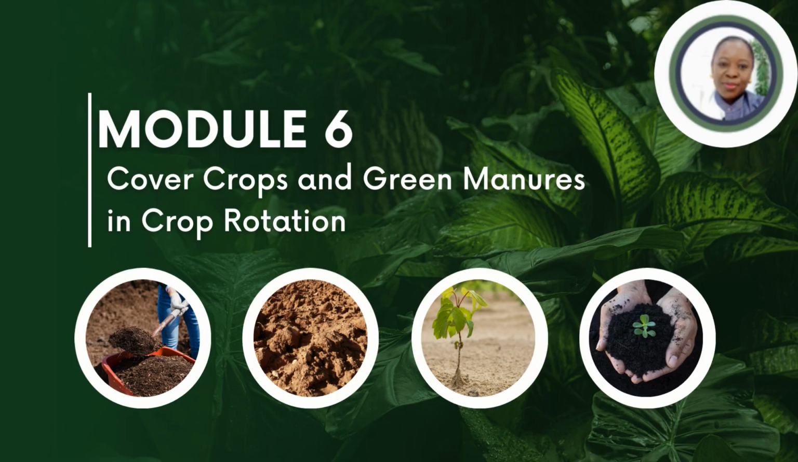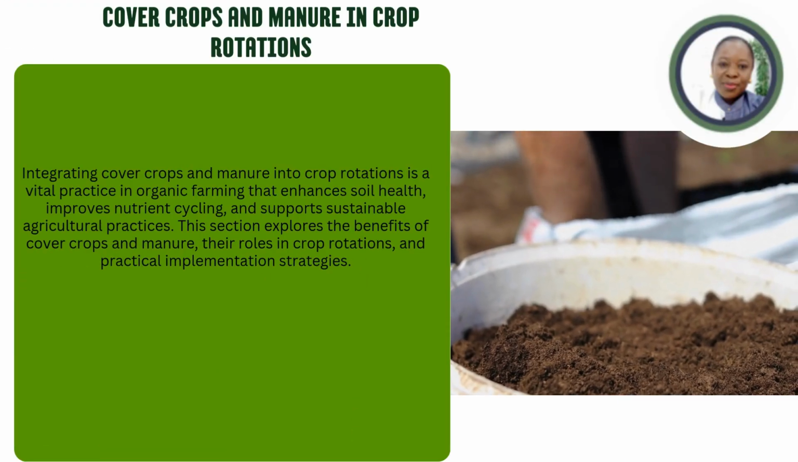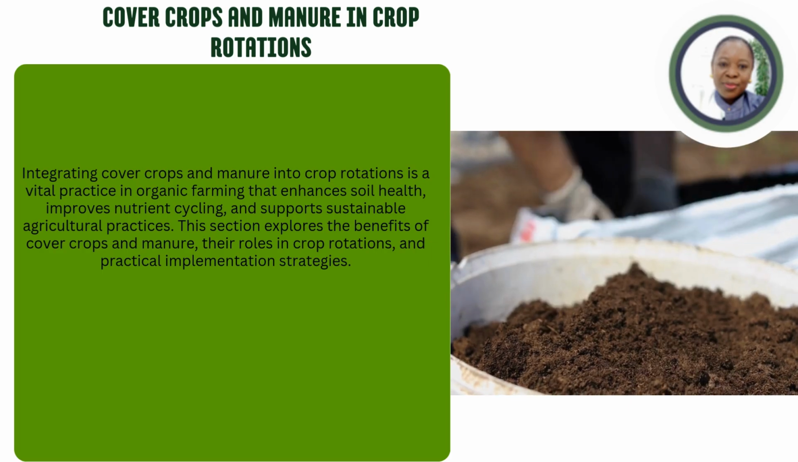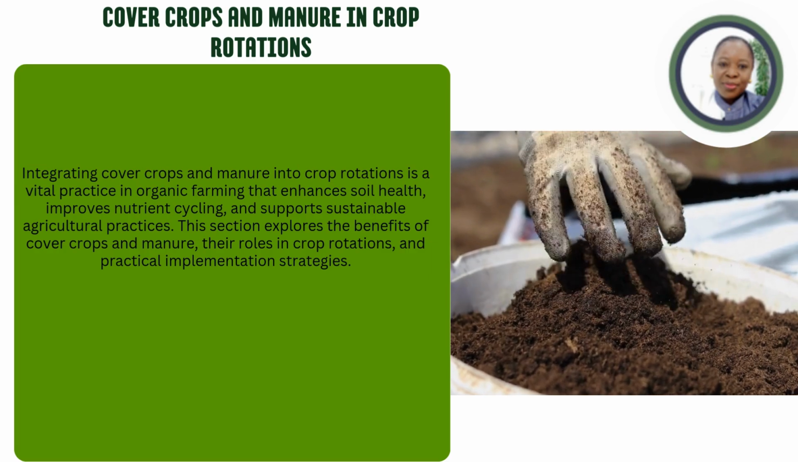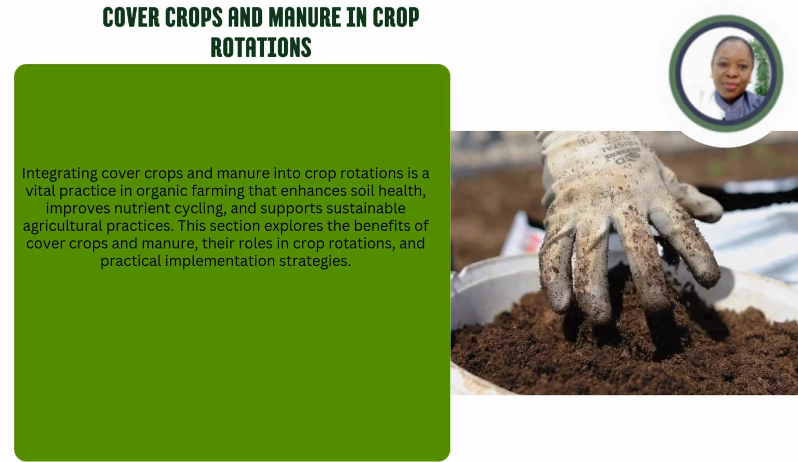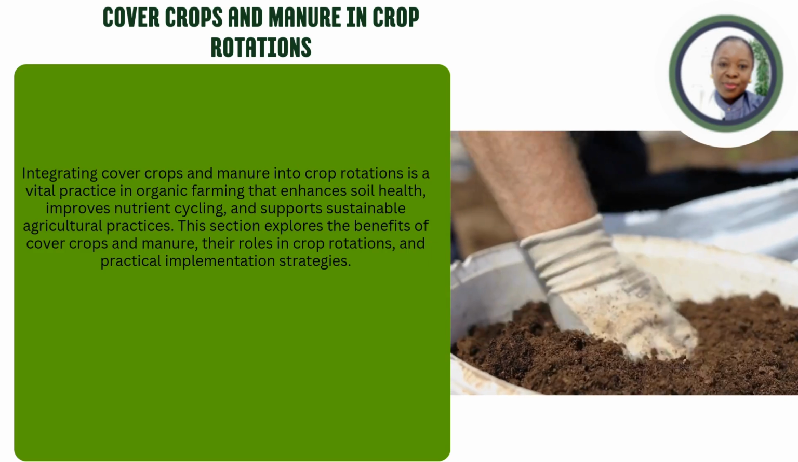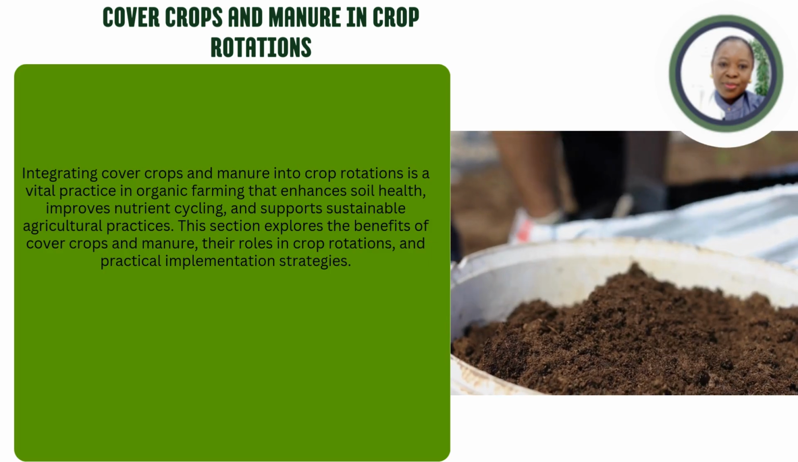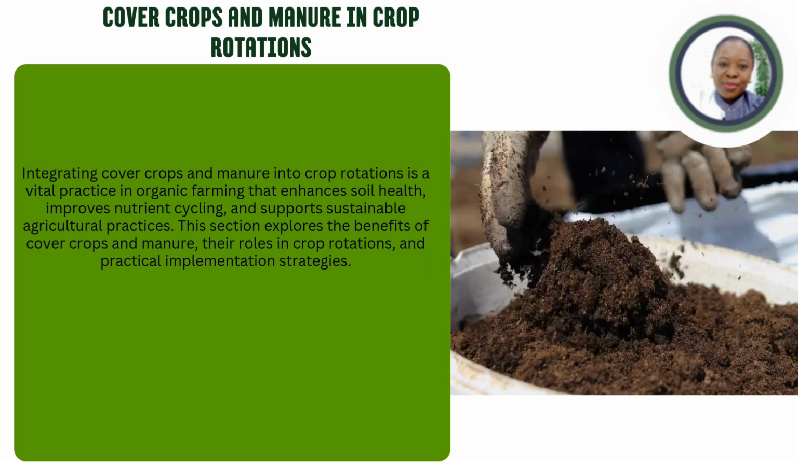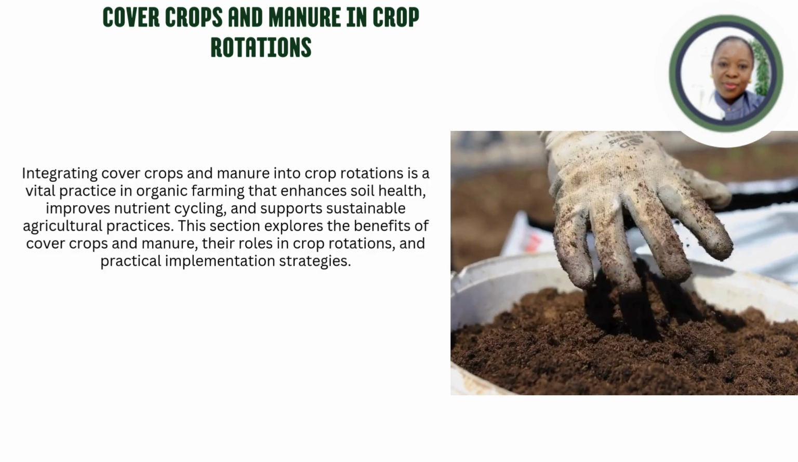Module 6: Cover crops and green manures in crop rotation. Cover crops and manure in crop rotations. Integrating cover crops and manure into crop rotations is a vital practice in organic farming that enhances soil health, improves nutrient cycling, and supports sustainable agricultural practices. This section explores the benefits of cover crops and manures, their role in crop rotations, and practical implementation strategies.